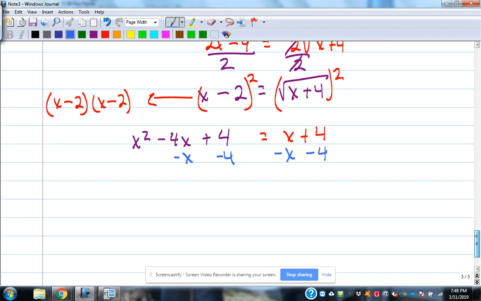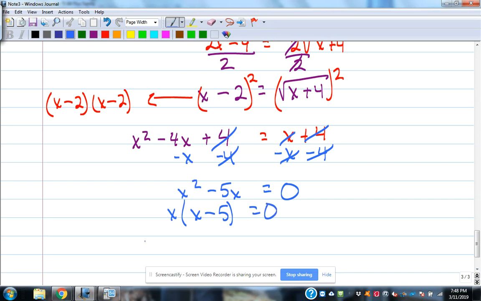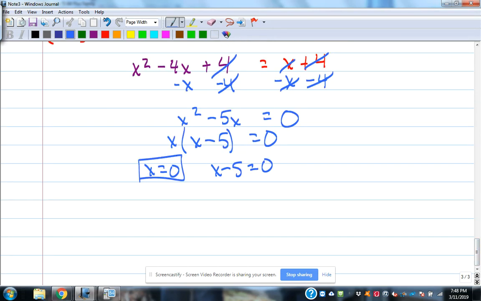Which this one actually ends up being really easy at this step. X squared minus 5x. The 4's cancel each other out. That's equal to 0. I wouldn't do quadratic formula on that one because it's too easy to factor. What do those two have in common? X. So x equals 0. X minus 5 equals 0. Well, there's one of my answers. My other answer is 5.